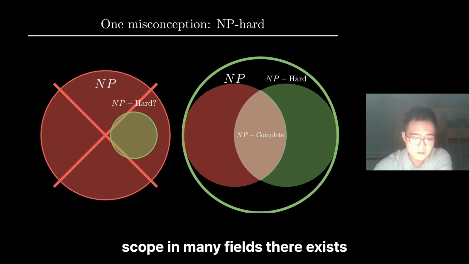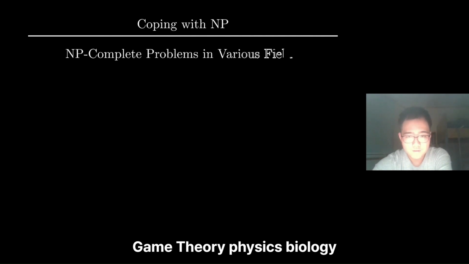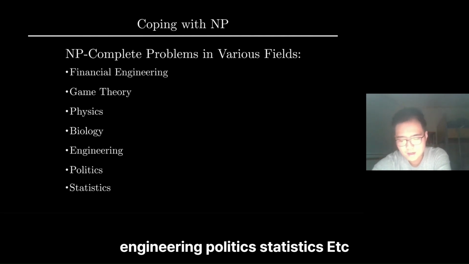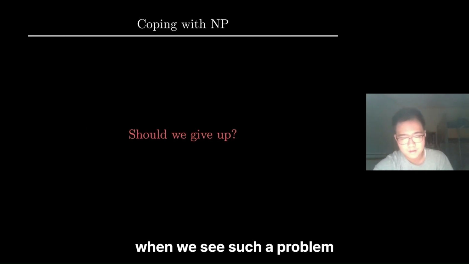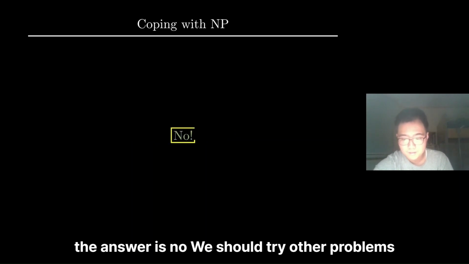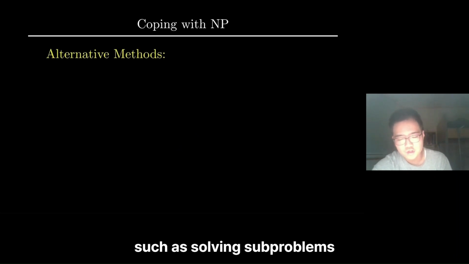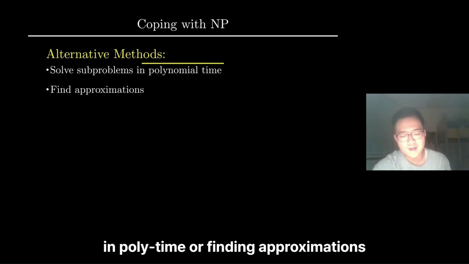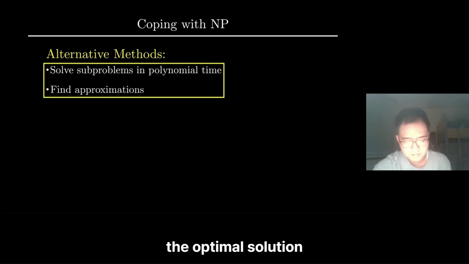Beyond this scope, in many fields there exist NP-complete problems, such as financial engineering, game theory, physics, biology, engineering, politics, statistics, etc. Then should we just give up when we reach such a problem? The answer is no. We should try other approaches to at least cover part of the problem, such as solving subproblems in polytime, or finding approximations and proving they at least find some portion of the optimal solution.